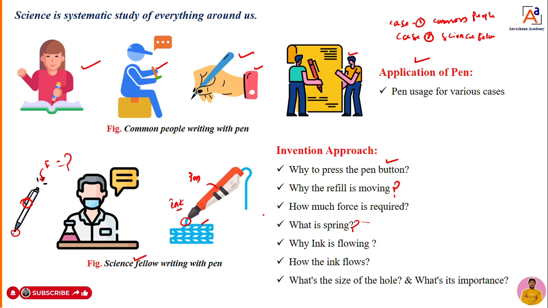The science fellow, dear students, thinks in a different way. Common people will use the pen and throw it. But the science fellow will try to understand many things which are happening in the pen usage and writing. So here science plays a very important role. When it comes to the science fellow, he will think with an invention approach.